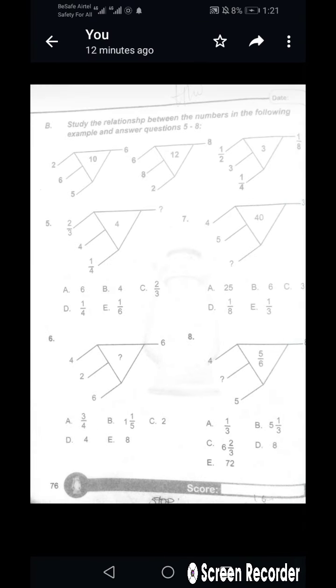You will see that these numbers are 2, 6, 5, 10, 8. The next is 6, 8, 2, 12, and 8. Then the next is half, that's 1 over 2, 3, 1 over 4, 3, then 1 over 8. How did they arrive at these answers? Let's quickly look at them. The relationship between these numbers is multiplication and division.